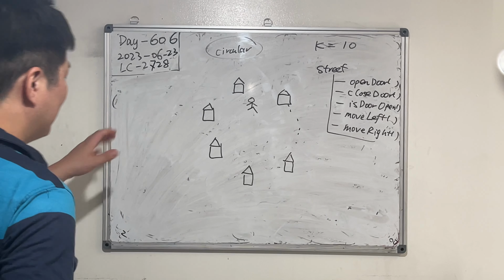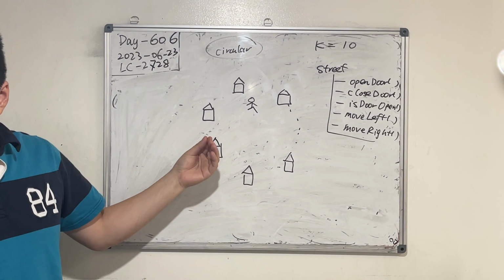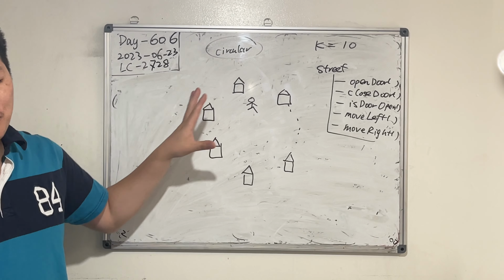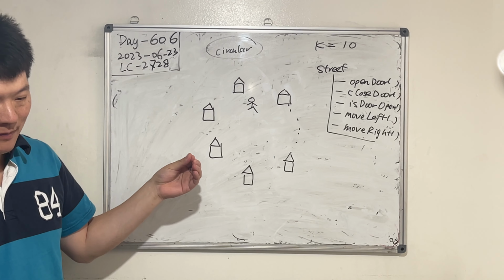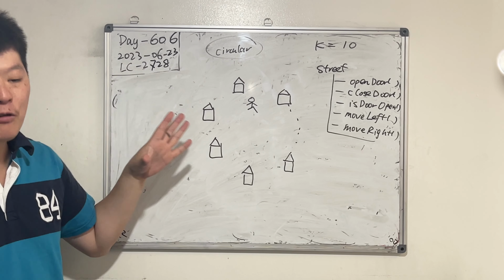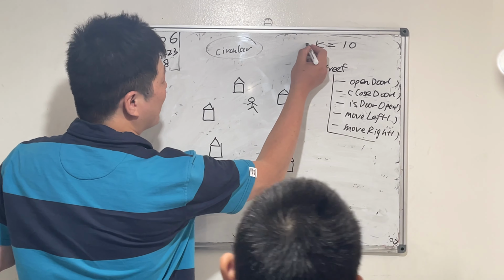Okay, now look at this. We're given a few houses, and they are circular. But the problem is that we don't know how many houses there are. There could be some here, but we only know there are less than or equal to k houses.